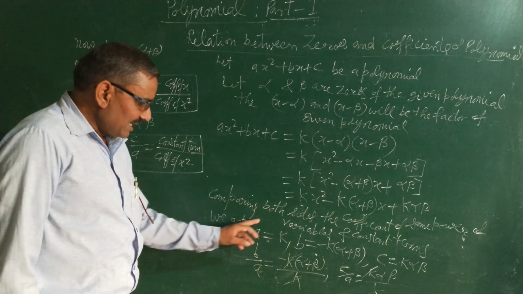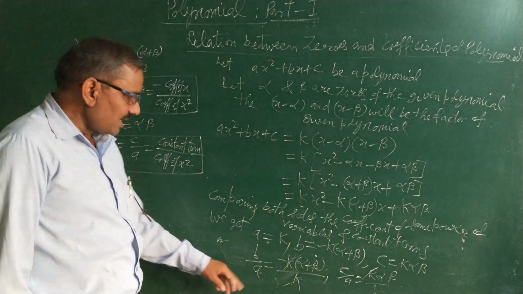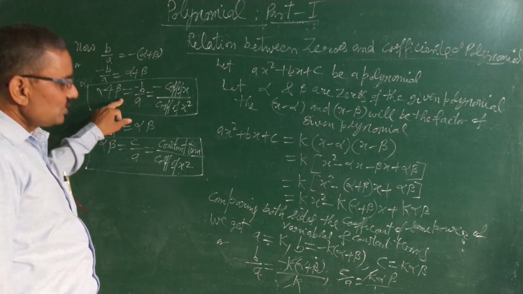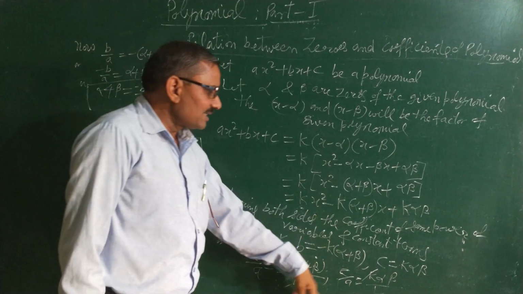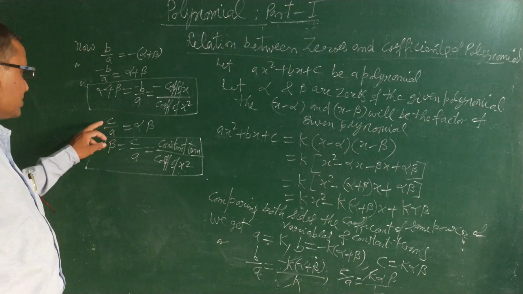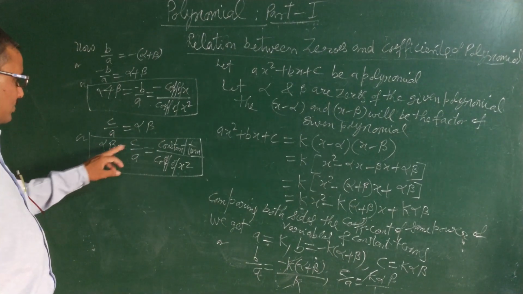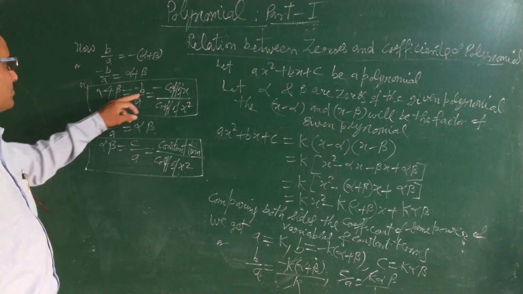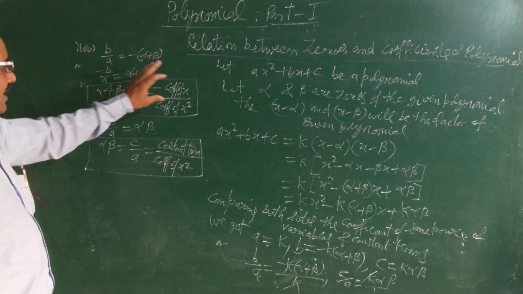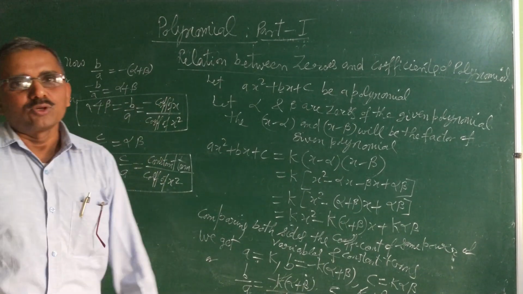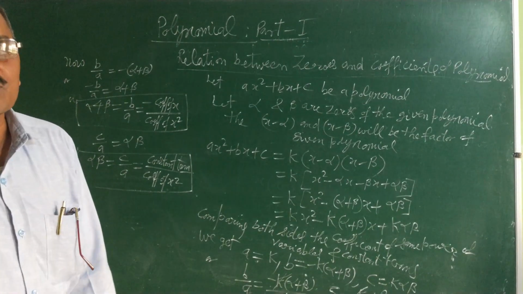हमने क्या किया, b में a को डिवाइड किया, हमको मिल गया b में a को डिवाइड करेंगे तो माइनस बी अपान ए इक्वल टू अल्फा प्लस बीटा. c में a को डिवाइड किया, आ गया अल्फा बीटा. c अपान ए इक्वल टू अल्फा बीटा. So alpha beta is equal to c upon a and alpha plus beta is equal to minus b upon a, and this is just a relation between zeros and coefficients. This is the case when it is quadratic.